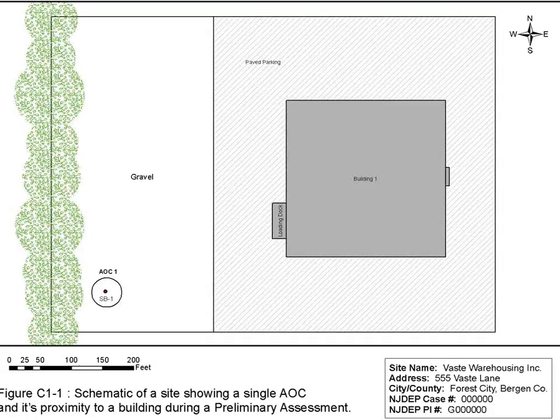This is actually in Appendix C of the conceptual site model document. This is an example of a site showing a single AOC during a preliminary phase of the investigation. But I'm going to go through some ways of looking at it pathway focused, going through your pathway evaluation no matter what stage you are in the investigation.